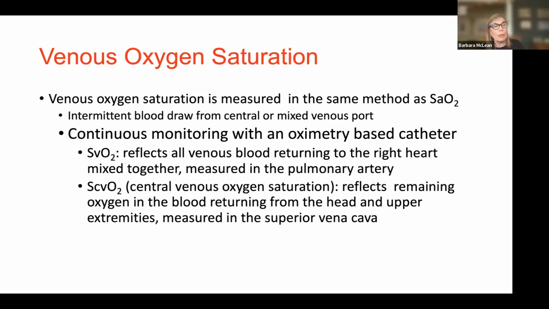Now, that's really important because when you have poor oxygen delivery to the rest of the body, you will shunt blood to the brain. And if that ScvO2, which is reflecting the remaining blood, is low, that's telling you that you generally didn't have enough delivery of oxygen to the brain to maintain its normal function. That's why this is so important.